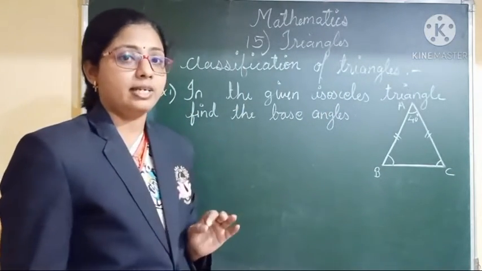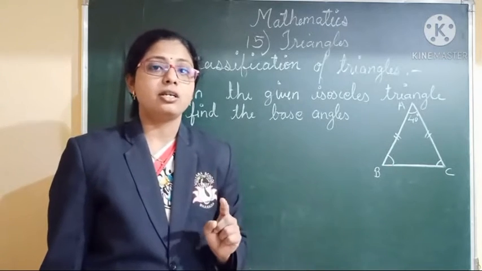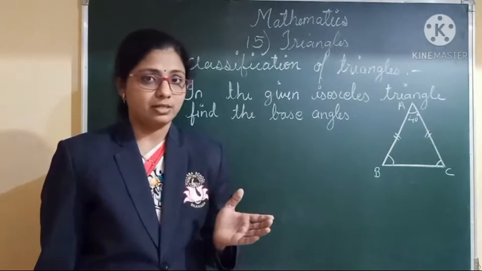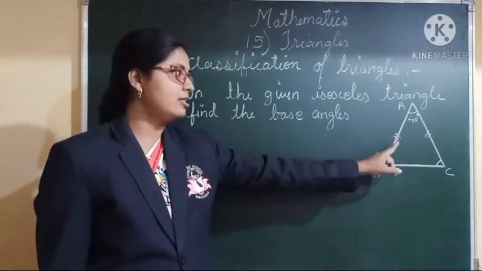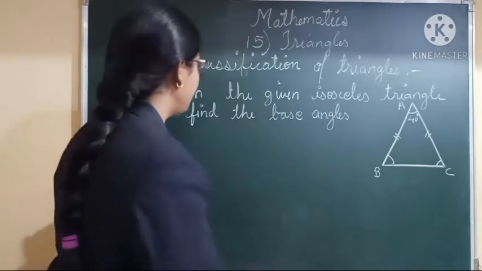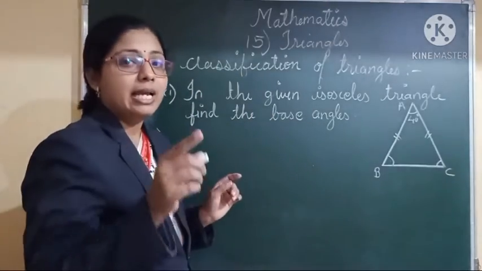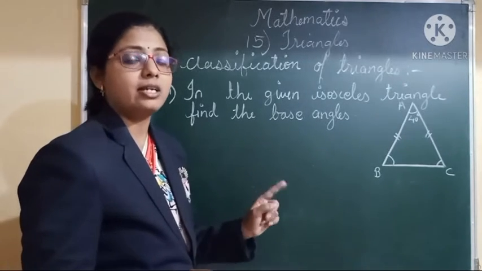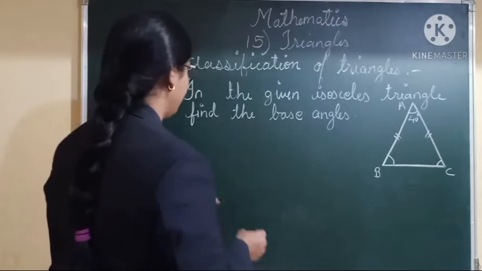So we already know the isosceles triangle has the property that the base angles are always equal. With that property, if one angle is known to you, we can find out the other two angles. So how will we find out? Go through each step. Each step carries half a mark. If one step is missing, your half mark will be cut. So you have to go through it properly.